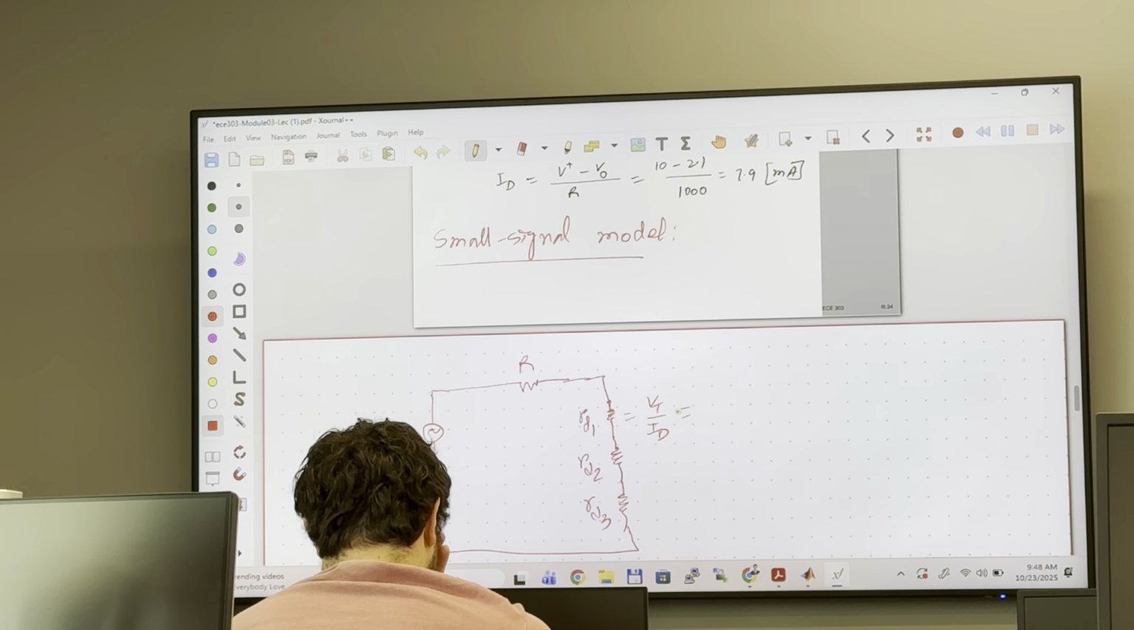How much is it, guys? 0.025 over ID, which is 7.9 times 10 to the negative 3. How much is it? 3.16. So approximately 3.2. So you will have the same here, which is 3.2, and you will have the same thing here.